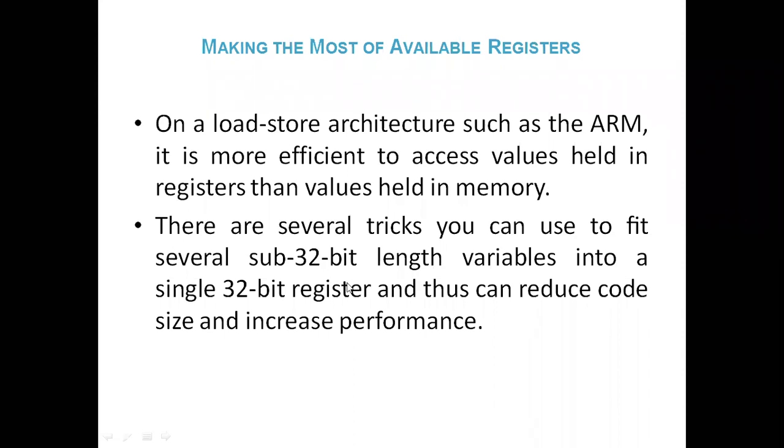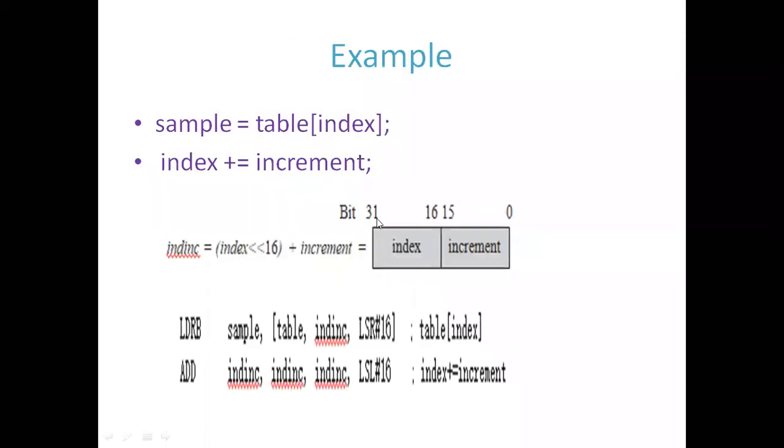To avoid that, there are several tricks you can use to put several sub-32-bit length values together, and that can reduce both size and increase performance. What you can do is store multiple values which are less than 32 bits in length into a single 32-bit register. So you can reduce the code as well as increase the performance. Let us look at one example.